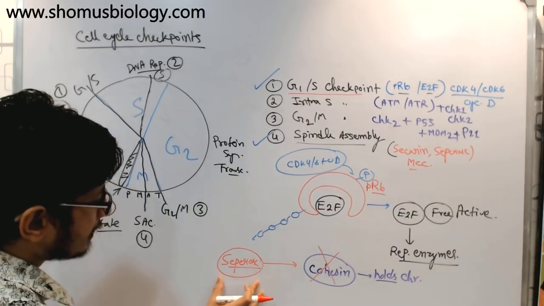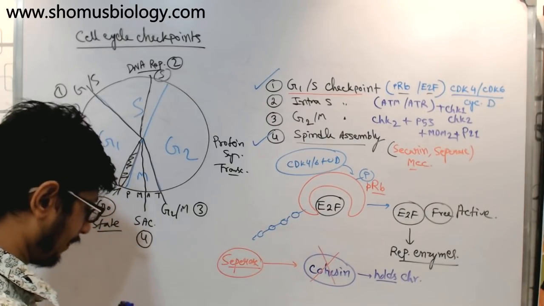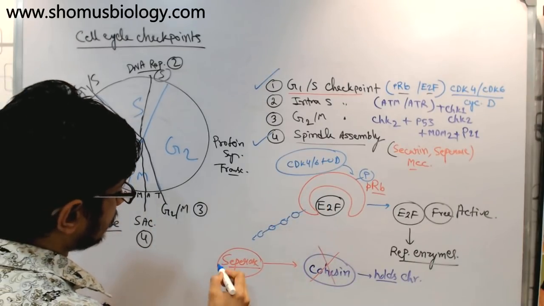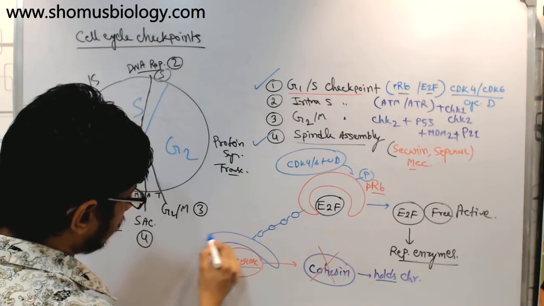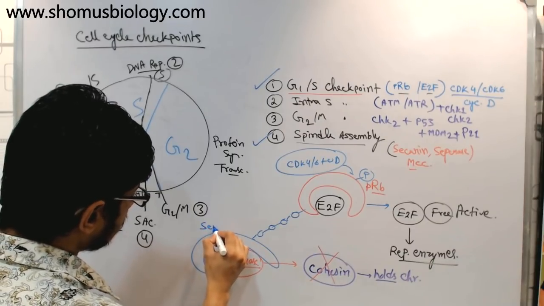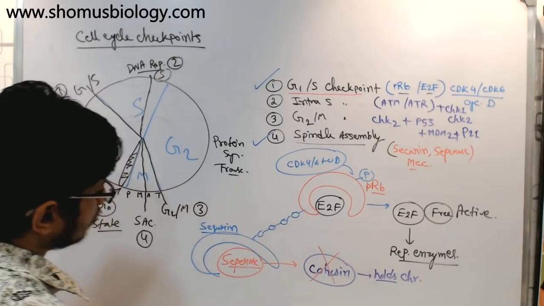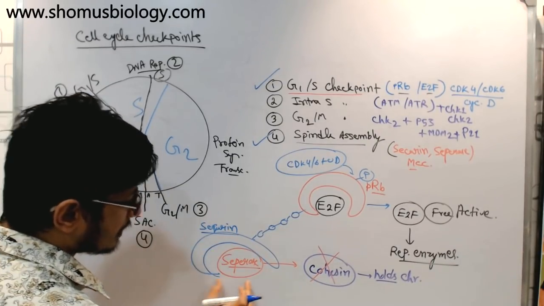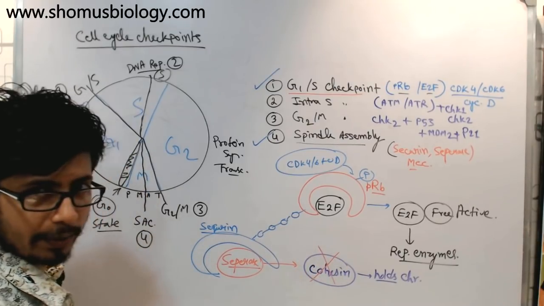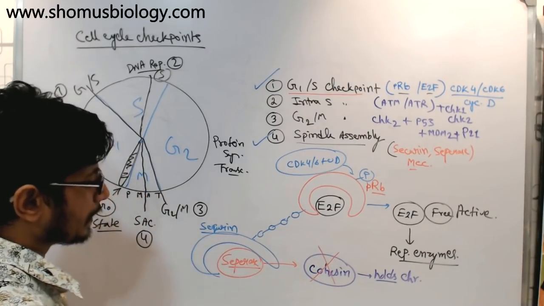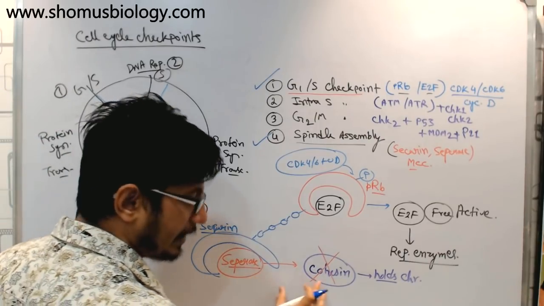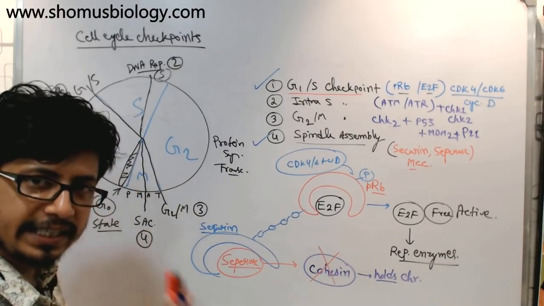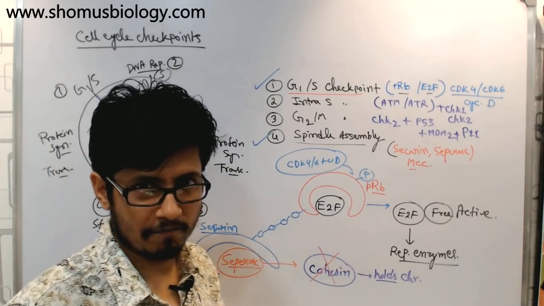But the separase is present in the cell, but separase is not active. Why? Because again the same idea as the earlier one, the separase is blocked, it is prevented by another protein known as securin. Securin prevents separase from destroying cohesin. So once securin is present, it will not allow separase to be released. And if separase is not active, cohesin is intact, sister chromatids are intact.